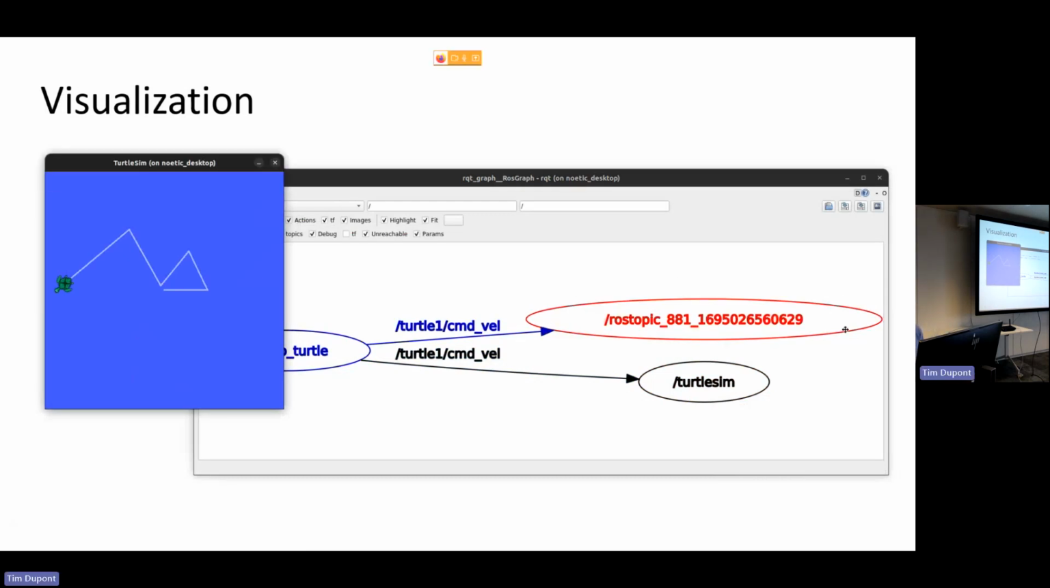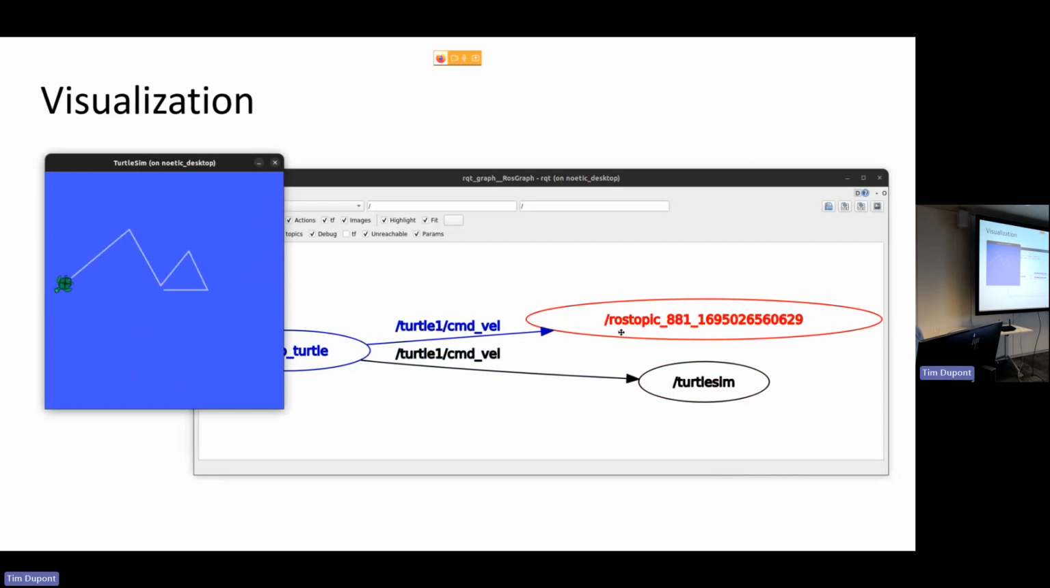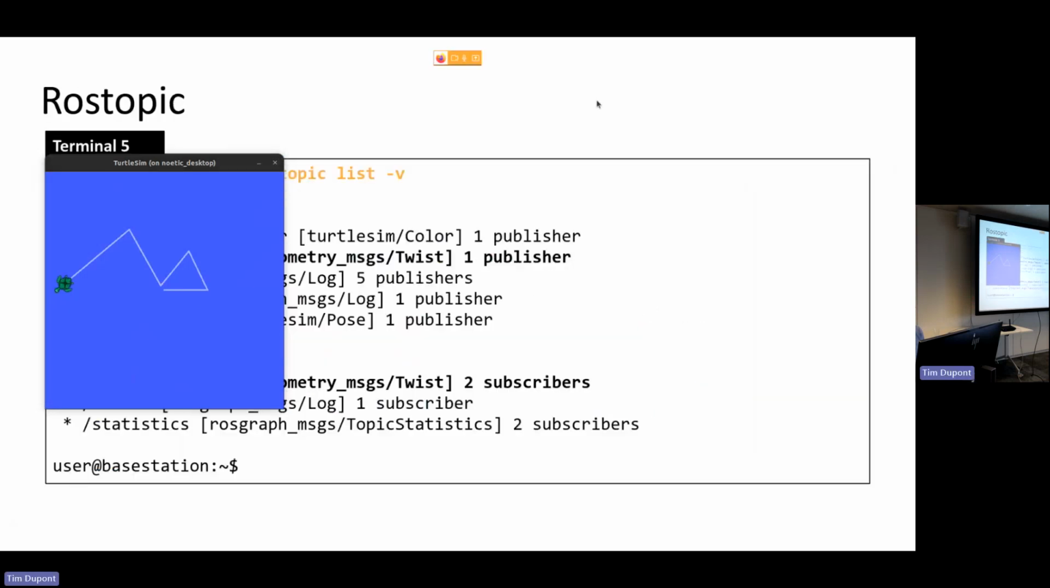And this name is just random, it's just ros topic and a random string. That's just how ROS operates. Every node needs a unique name to be unique in the ROS network, the ROS graph. So they just generate a random string and attach it to the name ros topic if you execute ros topic echo. All right.